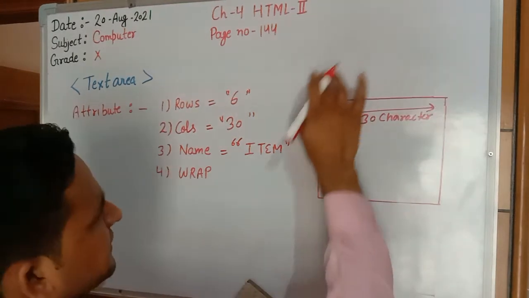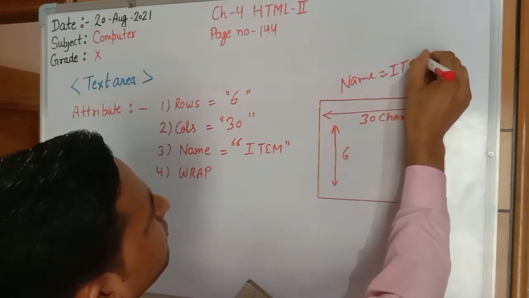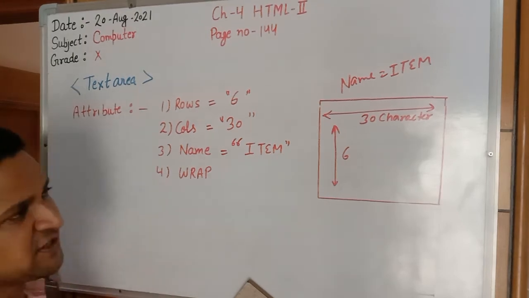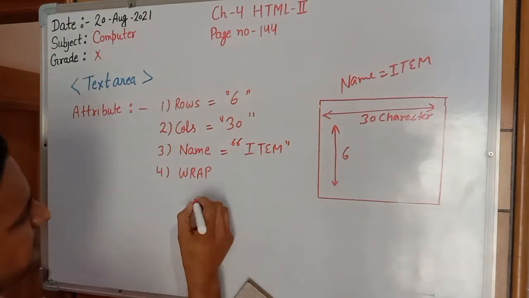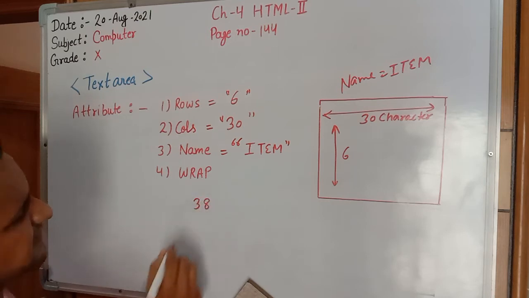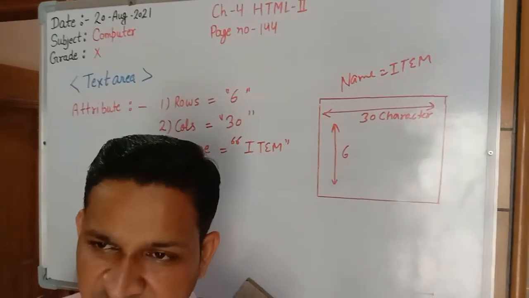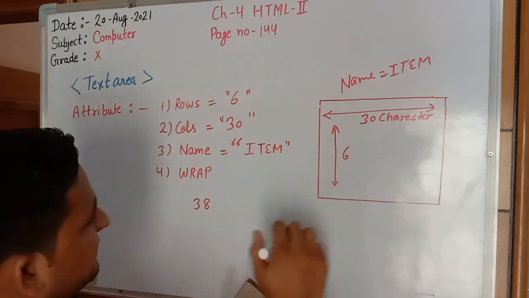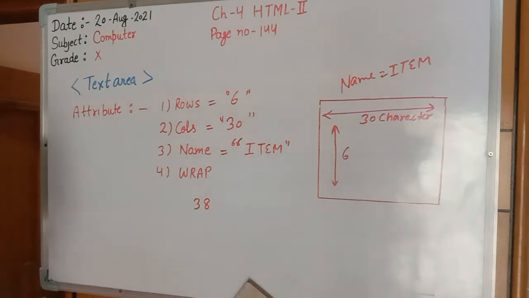And the name of this text area they have kept, that is name is equal to items, but it will not be displayed on the output window. It means we have prepared a text area in which we can enter 30 characters in one line and 6 lines. Now see, if the item contains more than 30 characters, suppose 38 characters are there, then what will happen? For that we are using the wrap property. If the wrap property is physical, in that case what will happen? The remaining 8 alphabets will move to the next line. 30 will come in the first line, 8 will move to the next line.